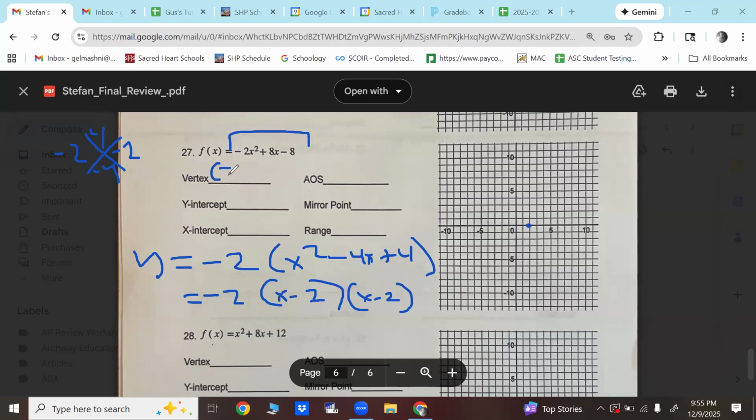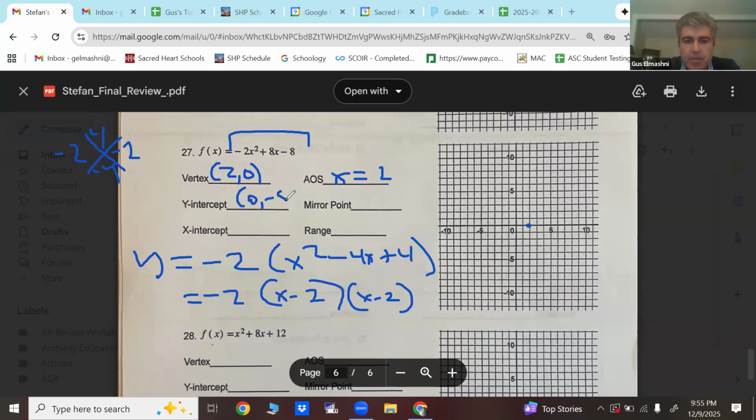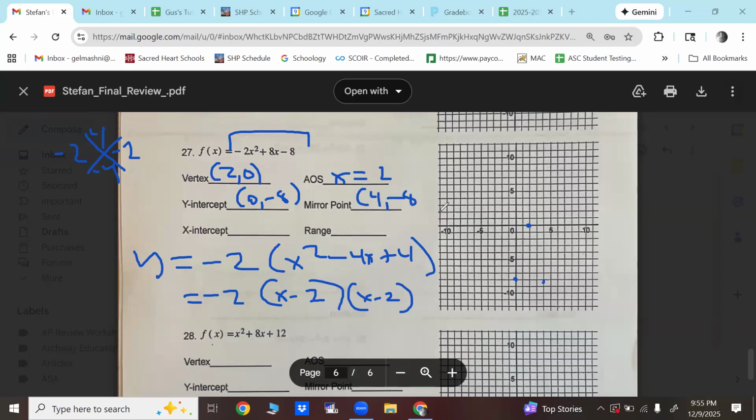So that's 2 comma 0. Yeah, so x equals 2. The y-intercept is 0 comma -8. So the mirror point would be 4 comma -8, because you're going across that axis of symmetry.